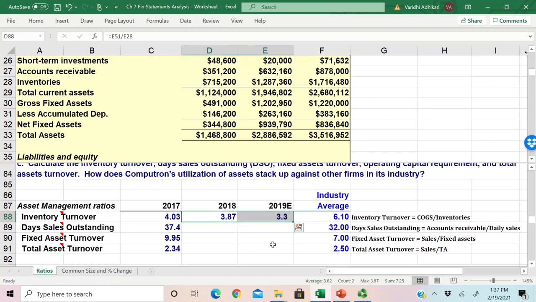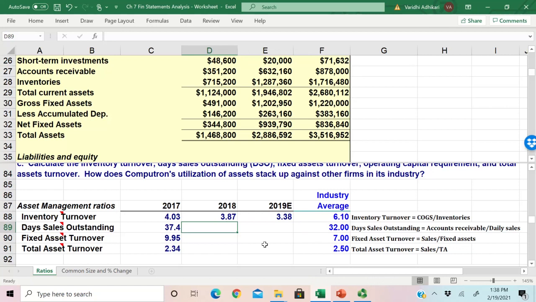In 2019, it's projected to be much lower, and compared to the industry average, it is much lower. That means this company uses too much inventory on its shelf to generate sales. So it's slower in turning its inventory into revenue.